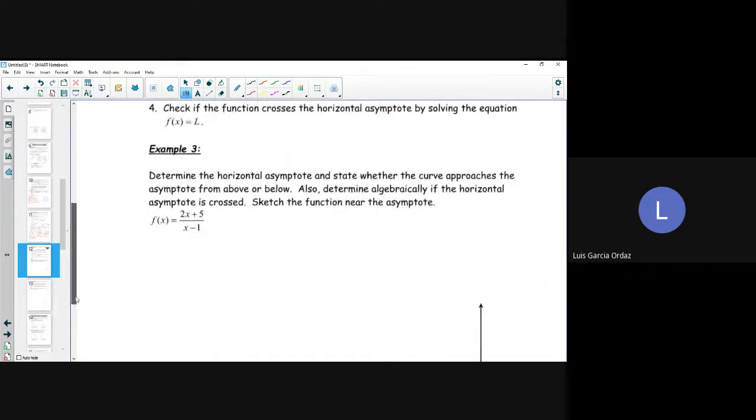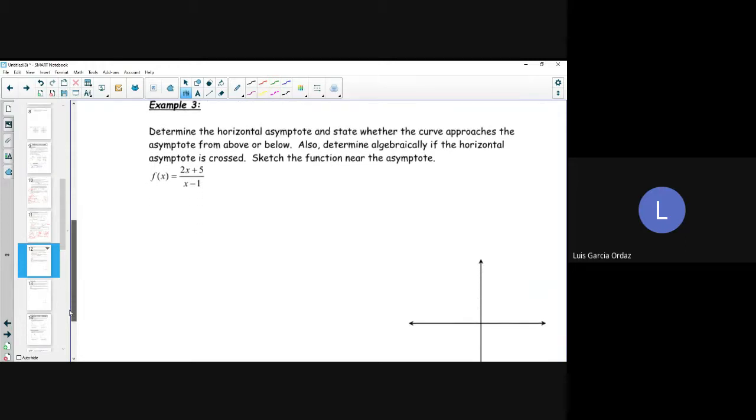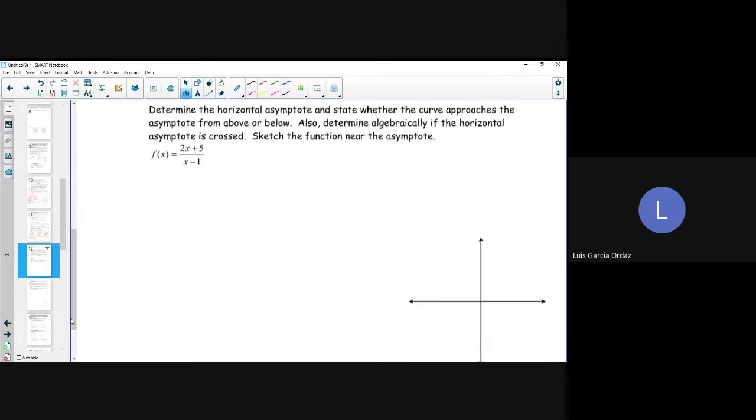So to check if the function crosses the horizontal asymptote, we need to solve the equation f of x is equal to L. So we have to set our function equal to the value we got our horizontal asymptote at. So for number 3, we want to determine the horizontal asymptote and state whether the curve approaches the asymptote from above or below. Also determine algebraically if the horizontal asymptote is crossed, and then sketch the function near the asymptote.